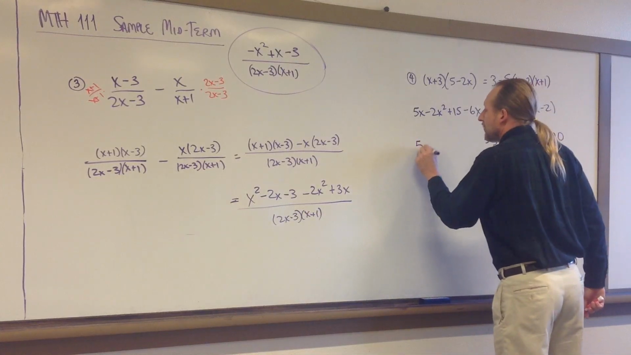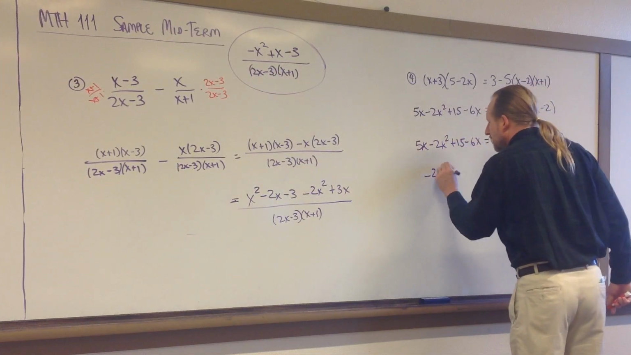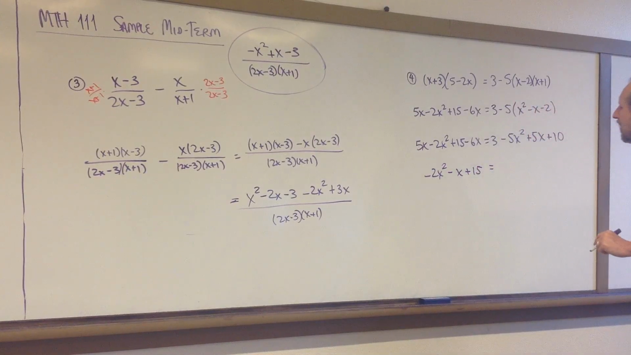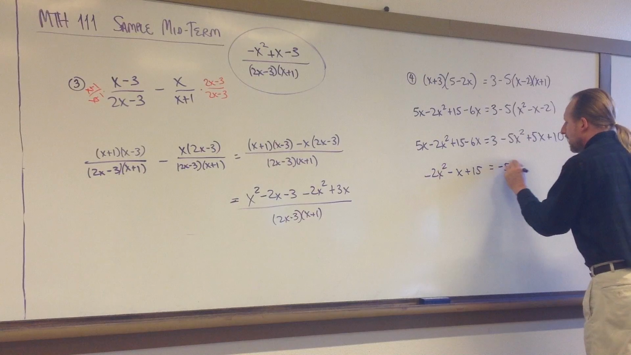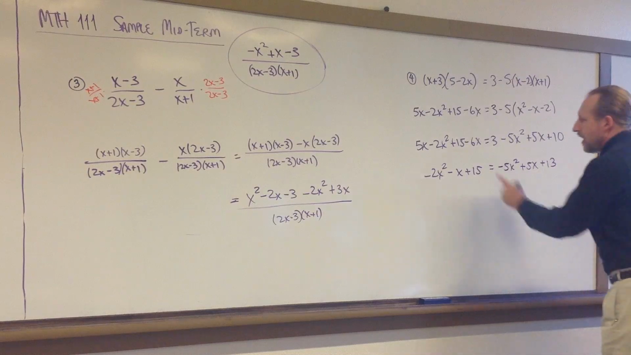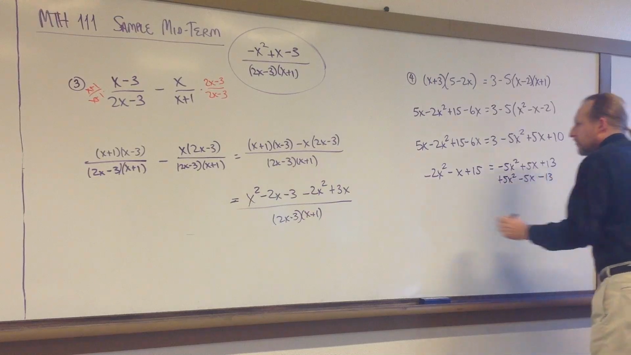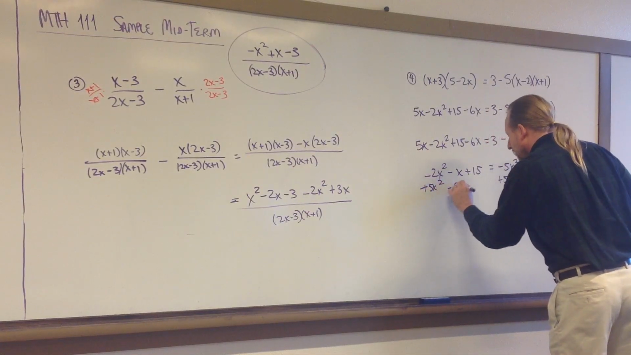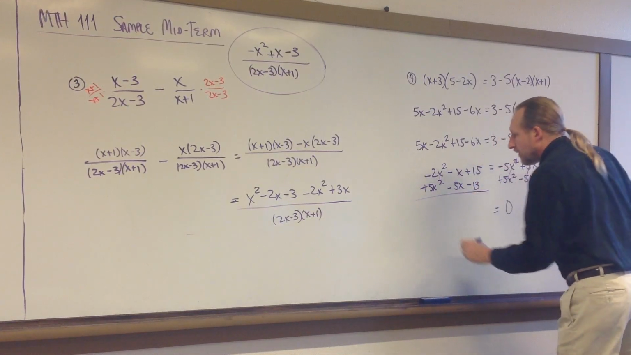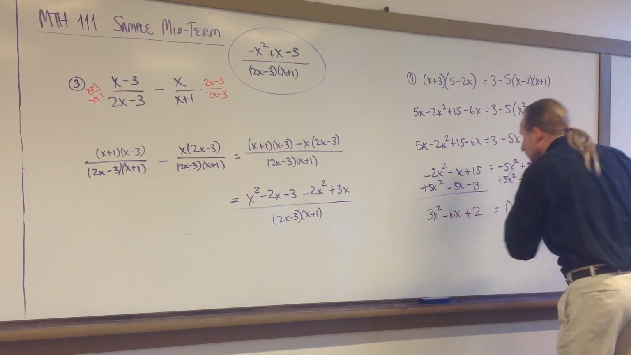Okay, so let's collect some like terms here. Over on this side, negative 2x squared minus x plus 15. Let's see, and then this one minus 5x squared plus 5x plus 13. I'll move everything over here. So, plus 5x squared minus 5x minus 13. That all cancels out. And over here, we get 3x squared minus 6x plus 2.